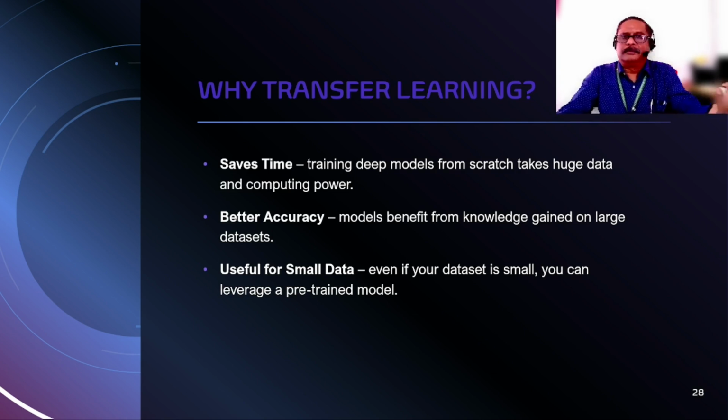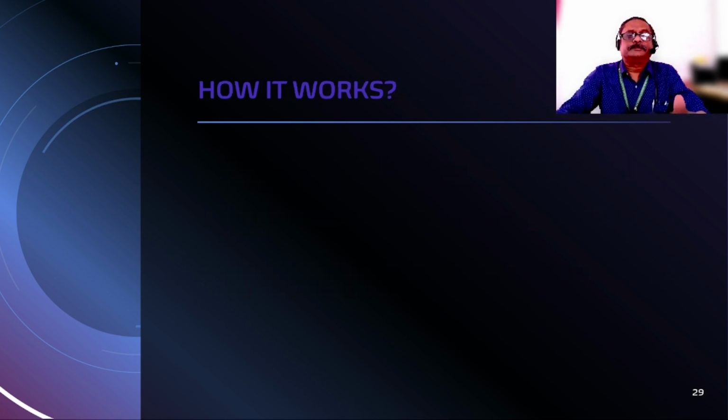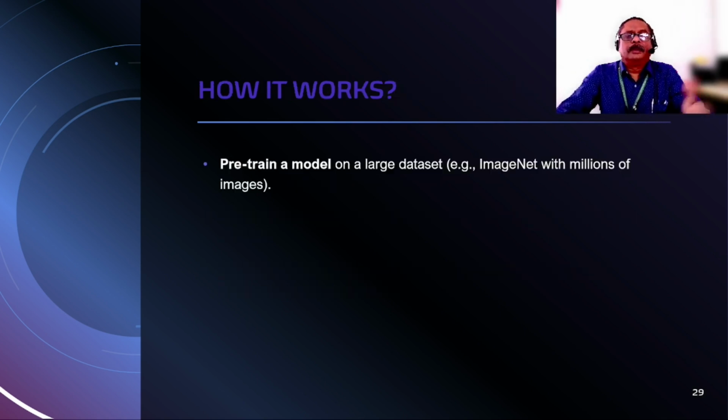So best would be transfer learning. How does it work? Pre-train a model on a large data set, just like I just said. For example, ImageNet with millions of images is created. So we do have something like ImageNet, ResNet and all that. Pre-trained models are available, and thanks to open source culture, they are available for free usage.